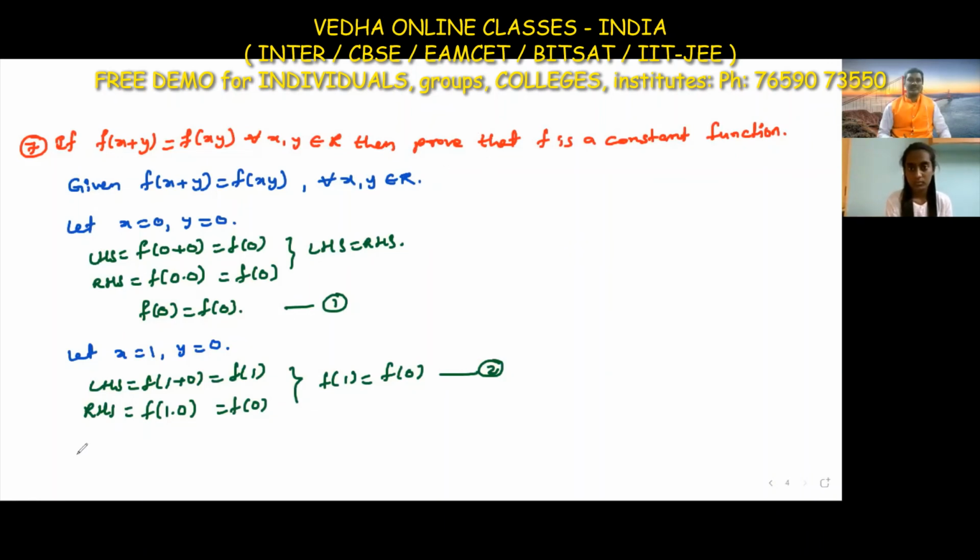Now the third case. We'll take different values. Let x equal 1 and y also equal 1. We can take any values since they are real numbers. Substituting, f(1 + 1) on the left side and f(1 into 1) on the right side. So f(2) equals f(1 into 1), which is f(1). This is equation number 3.